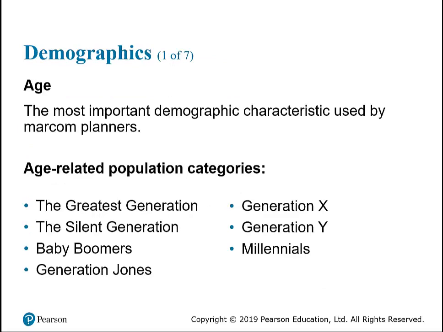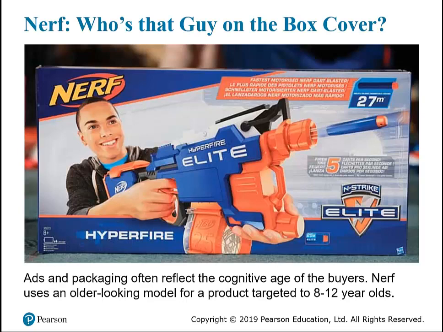Demographics. Age is the most important demographic characteristic that's used by Marcom planners. Reviewing the above list of categories and matching it with the information in your textbook, which generation do you belong to? How about your parents or your college professor? Nerf. Who's that guy on the box cover? Ads and packaging often reflect the cognitive age of the buyer. Nerf uses an older-looking model for a product that's targeted at 8 to 12-year-olds.